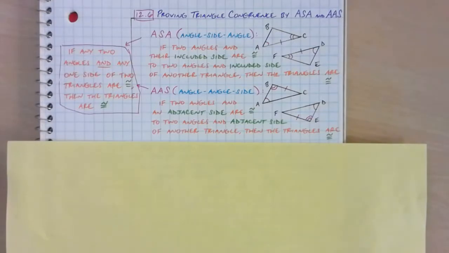And so again, this is all based around this concept that when two triangles are congruent, they have 6 elements in common. All 3 corresponding angles will be congruent to all 3 corresponding angles in the other triangle. And all 3 side lengths will be congruent to all 3 side lengths of the other triangle. So that's 6 elements in total.